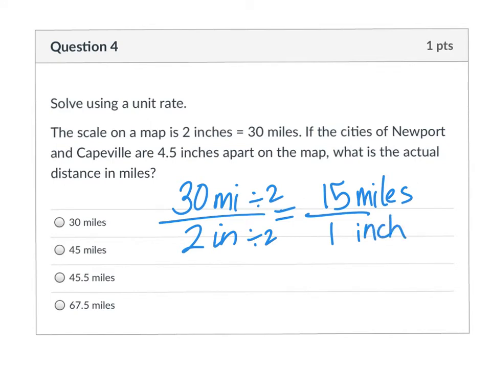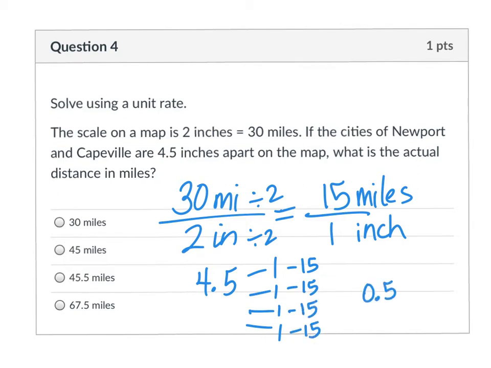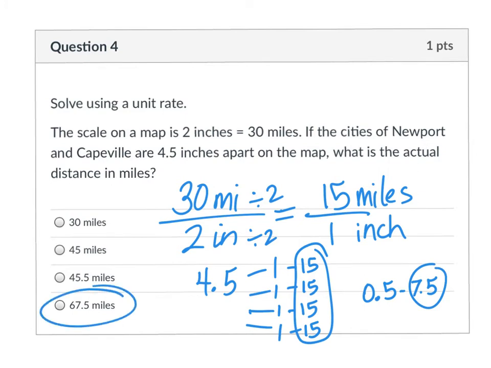Okay. And then I'm going to break this down. So I have 4.5 inches. So 4.5 inches is like having 1 inch, 1 inch, 1 inch, 1 inch, and then another half of an inch. So for each of my 1 inches, we know that's going to be 15 miles. And then my half of an inch has to be half of 15. Half of 15 would be 7.5. So if I put all of these distances together, I end up with 67.5 miles.